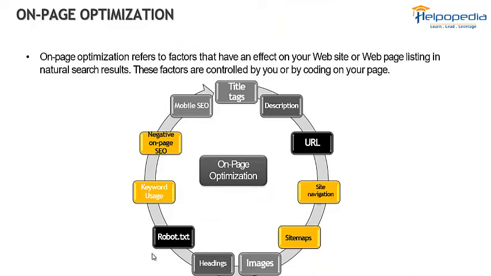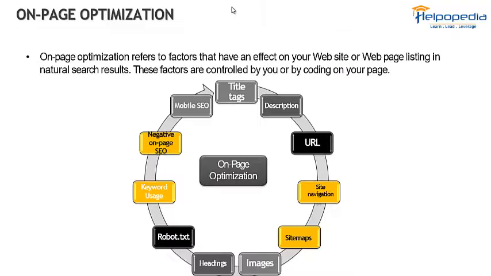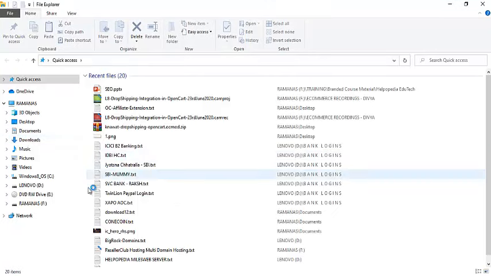Then we have a file called the robots.txt file. The robots.txt file is basically the first point of contact between our website and the Google search engine. This file will tell Googlebot that yes, this file applies to you. I'll just show you an example of how this robots.txt file looks like, and what contents it has.